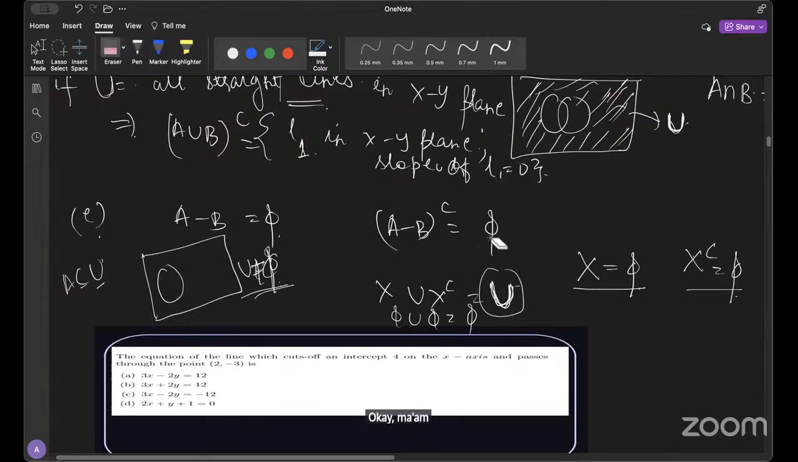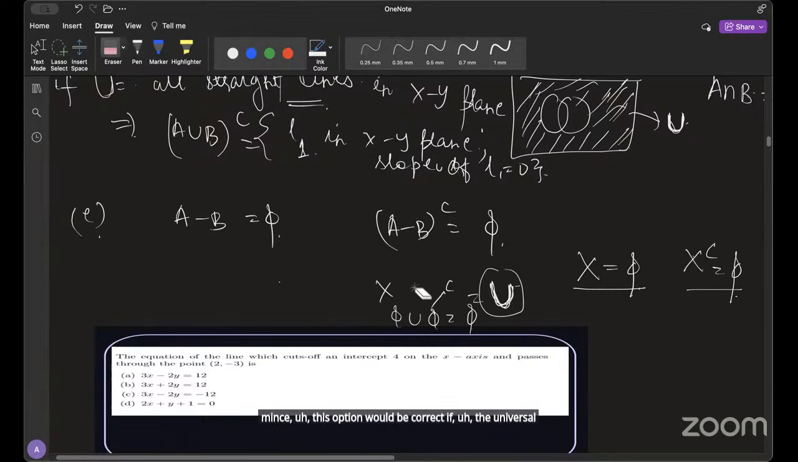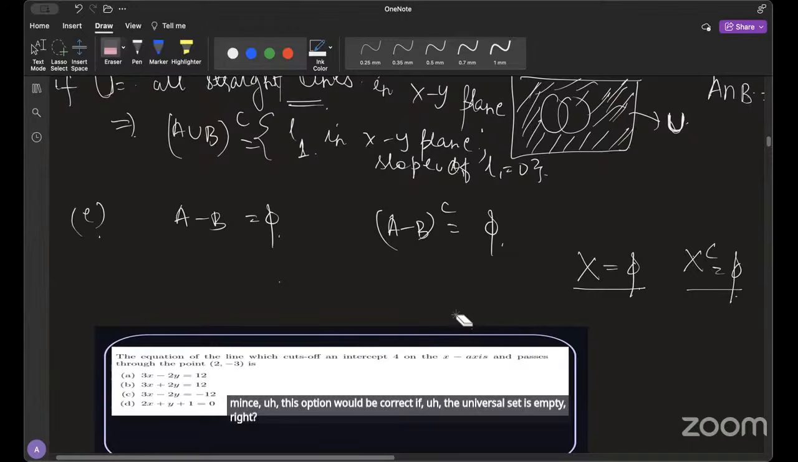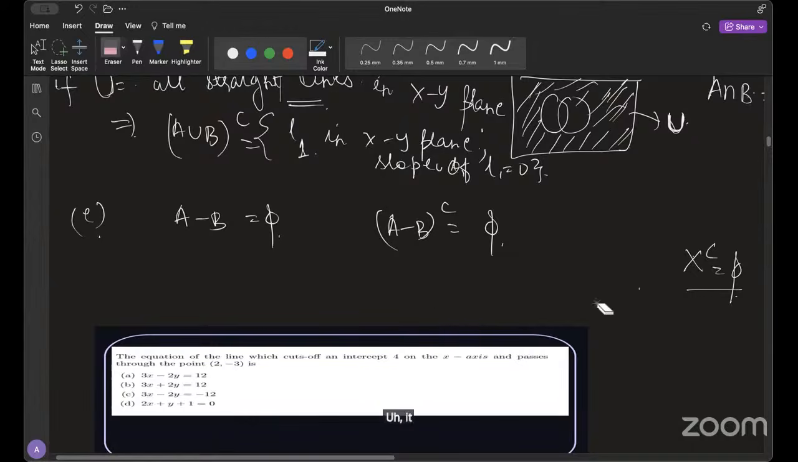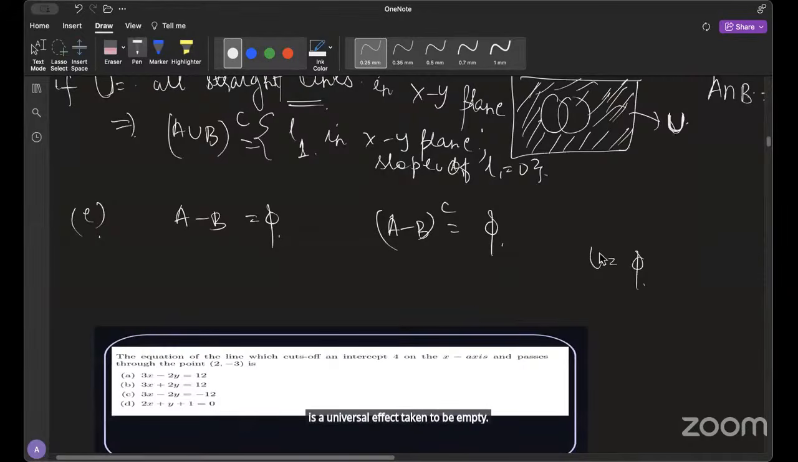Ma'am, this option would be correct if the universal set is empty, right? It can't be empty. Yes, ma'am. A universal set is never taken to be empty, because if you're going to discuss something, every set that you'll be discussing is going to be in this universal set. Now, if this entire set is empty, then what are you even discussing? Then we don't have a problem to start with, right? Yes, ma'am. Got it. Universal set is never empty.